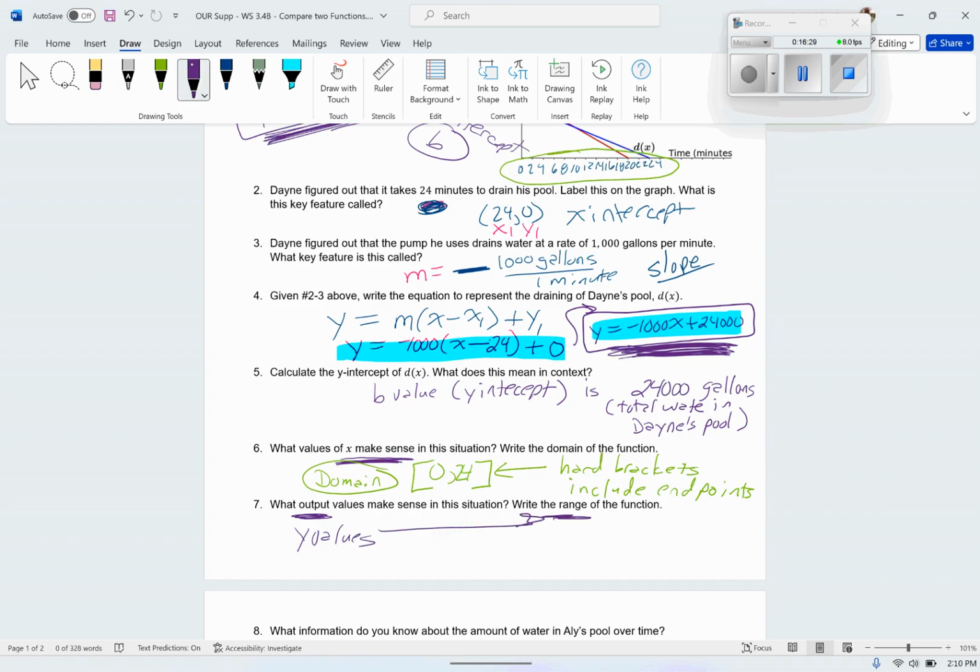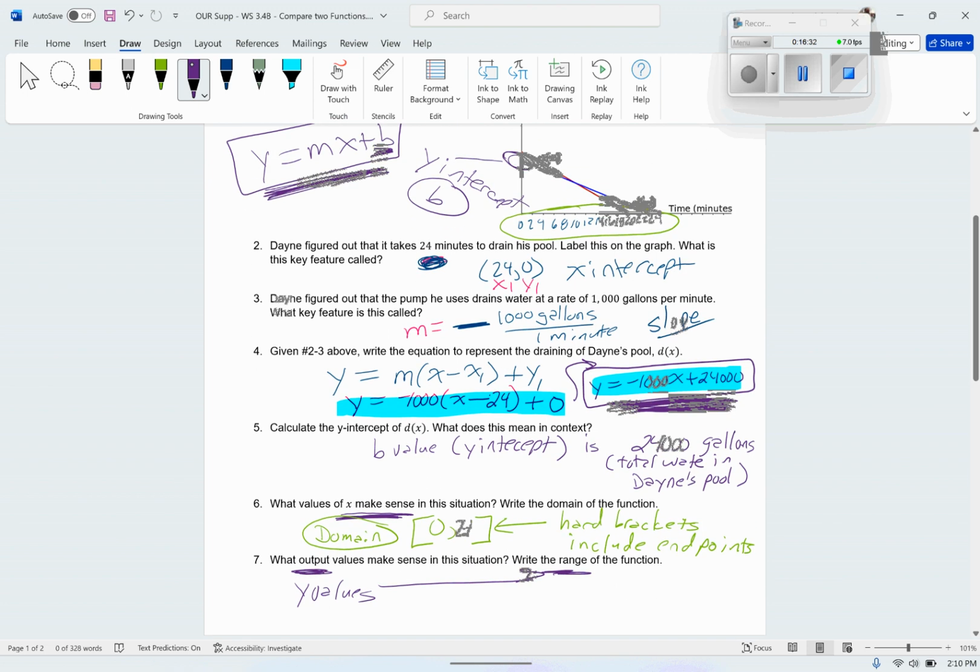Okay? So let's go back up here and take a look. What is my y-intercept according to this problem? What's my y-intercept? What is it? 24,000? Okay, so I'm going to go for 24,000 gallons. Will I ever get to negative gallons? Like, how many gallons you got in the pool? Negative 675. I only have negative 675 gallons. Now, it's going to go down to what? 0. So I'm going to include 24,000 all the way down to 0 gallons. That's when it's empty, right?